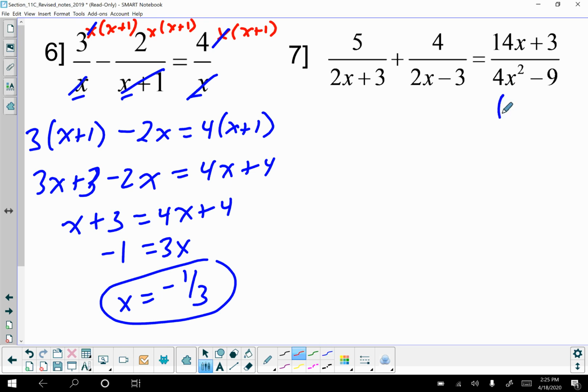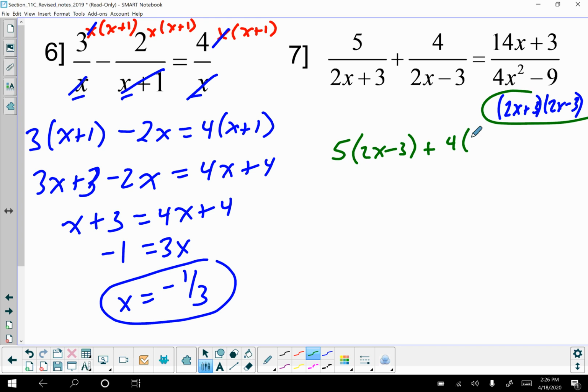We do need to recognize that this is going to be 2x plus 3 and 2x minus 3, difference of 2 squares. So I'm going to multiply all three terms by this. Okay, and I'm not going to write it up there. I'm going to do this. So this will be 2x minus 3 because the 2x plus 3 is canceled. This is going to give me 2x plus 3 because the 2x minus 3 is canceled. And this side is just going to give me 14x plus 3.